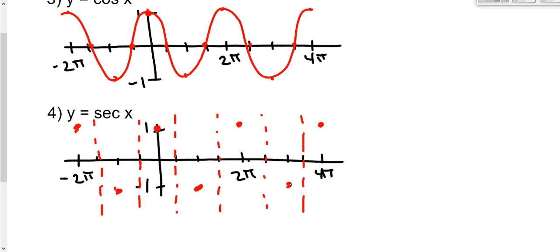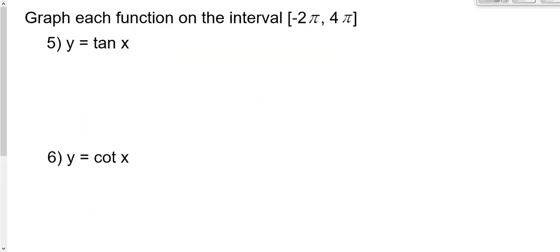So we're alternating 1s and negative 1s, and then curves going up, curves going down. Repeat that over and over, starting at negative 2 pi and ending at positive 4 pi. There's your secant graph. Tangent.